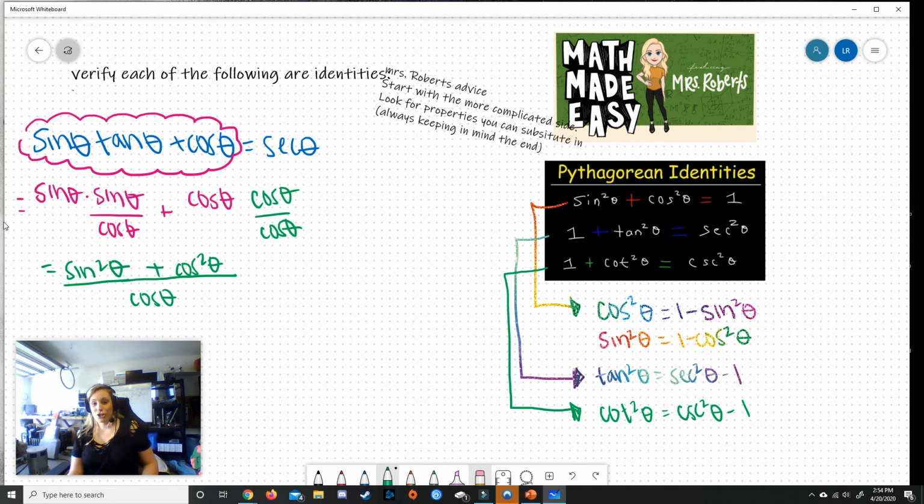Oh my gosh. This is so cool. We are basically there. What is sine squared plus cosine squared? Ding, ding, ding. That's a Pythagorean identity. And so this is 1 over cosine of theta, and our reciprocal property tells us that 1 over cosine of theta is secant of theta. And we did it. So again, start with the more complicated side and then look for properties you can substitute in, always keeping the end in mind.